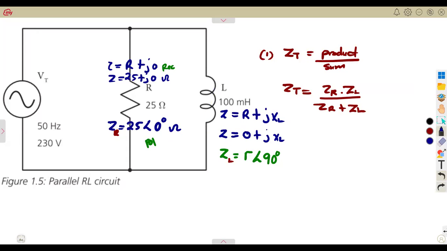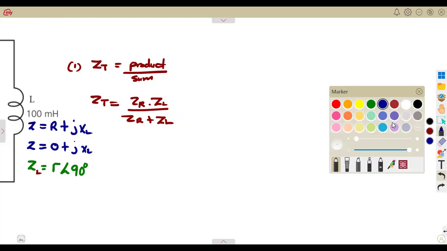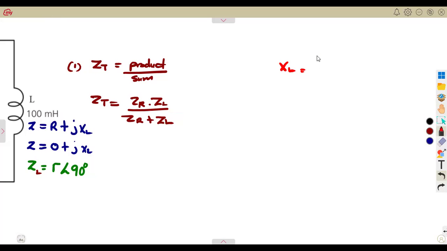Let's work out our inductor. Remember, there is an inductance of 100 millihenries. So we're going to need the reactance, which is XL, from the inductor. So from the inductor, let us calculate XL. Remember, guys, XL is 2 pi FL. You're also given this in your formula sheet.